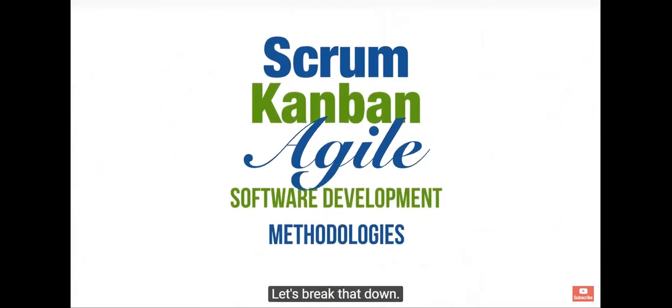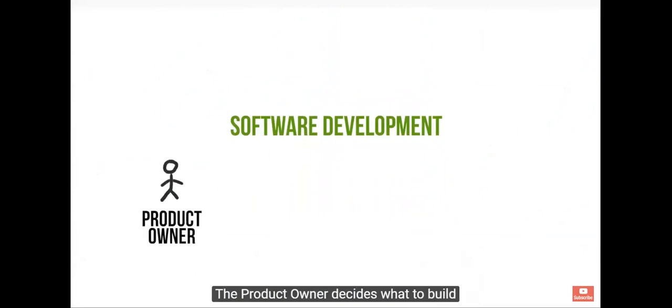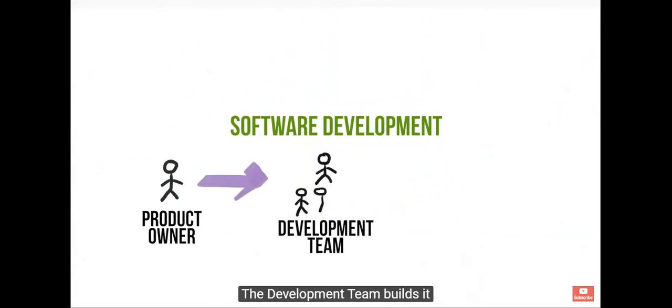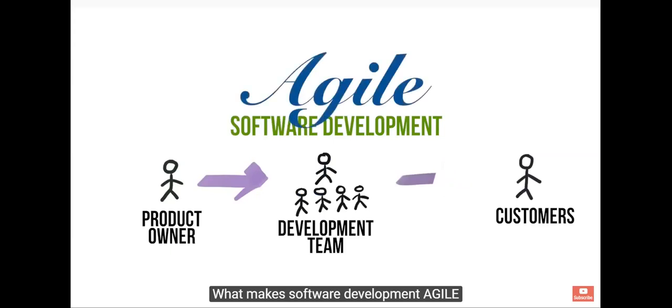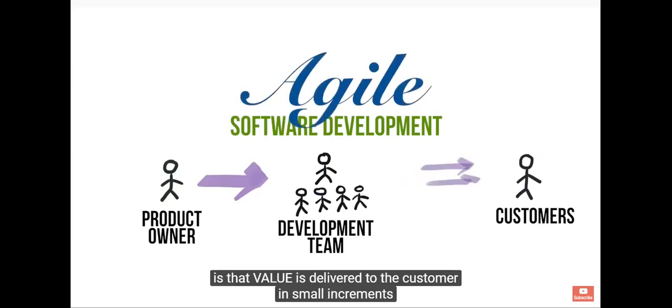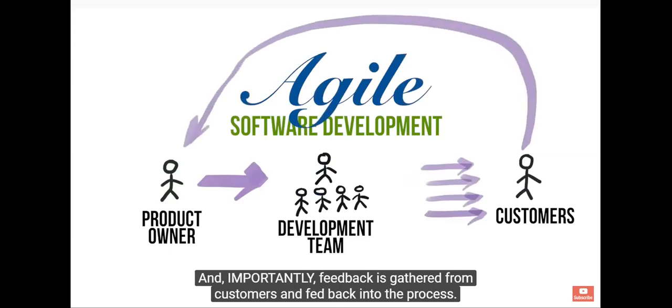Let's break that down. Software development, in very broad terms, looks like this. The product owner decides what to build. The development team builds it. And customers use it, experience it, benefit from it in some way. What makes software development agile is that value is delivered to the customer in small increments. And importantly, feedback is gathered from the customers and fed back into the process.